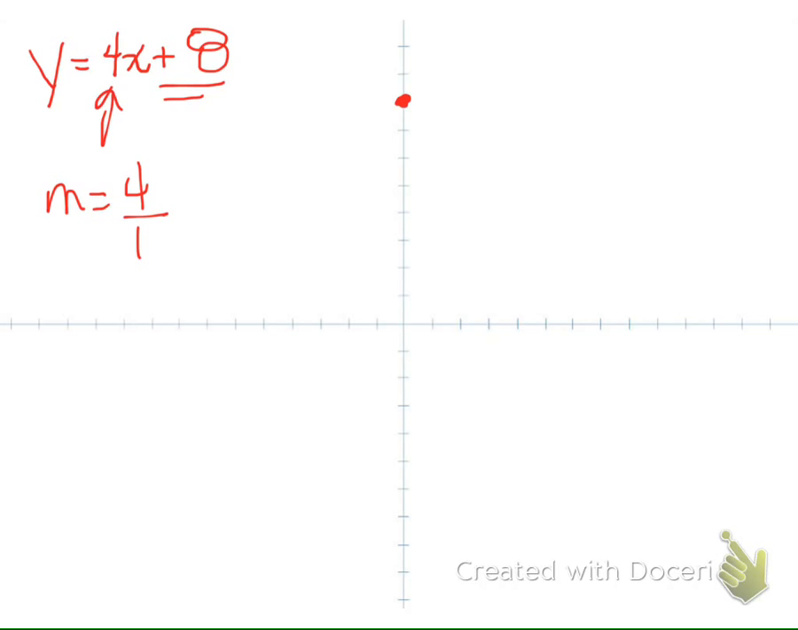So this is an example where I need to back up. Because this is a +4 and a +1, the reverse of that would be a -4 and a -1. So if I fell down 4, 1, 2, 3, 4, and backed up 1, I could plot a point right here. Again, I wouldn't draw my arrows to show how I got there. And then connect my 2 points together to draw my line.